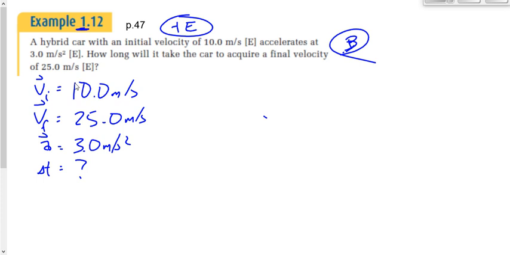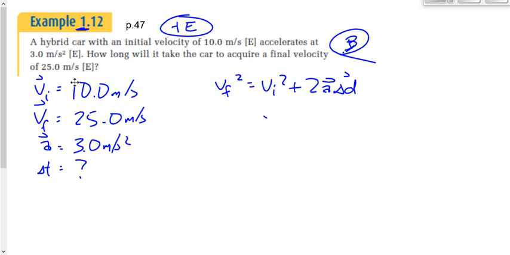VF squared is equal to VI squared? Okay, let's try that. VF squared is equal to VI squared plus 2AD. How many people think that's a valid equation for this problem? I do. I don't think there's anything wrong with spotting that and trying to use that. Let's just now see if it'll fit.